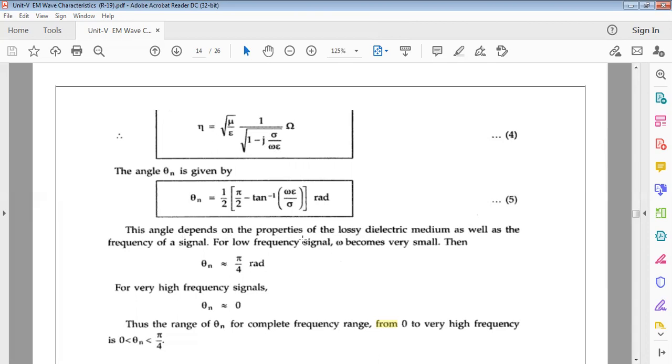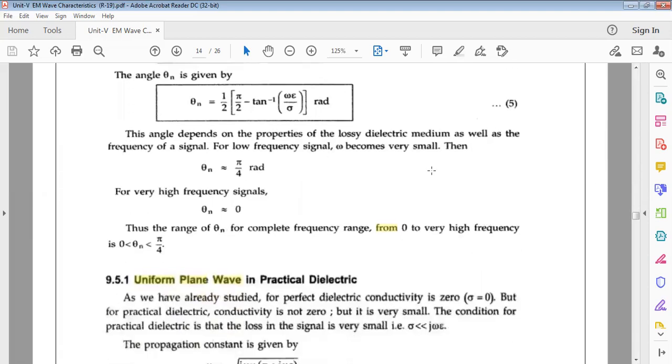Okay, this angle depends upon the properties of the lossy dielectric medium as well as the frequency of the signal. For a low frequency signal, the omega becomes very small. The theta is approximately equal to pi by 4. For very high frequencies, the theta is approximately equal to 0. Thus, the range of theta over the complete frequency range, from 0 to very high frequency, is between 0 and pi by 4. Okay.